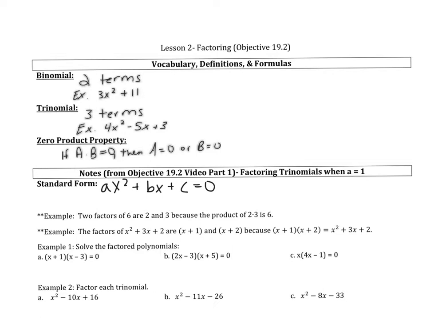So here's just an example from something you can probably relate to. Two factors of 6 are 2 and 3 because the product of 2 times 3 is 6. So in the same sense, the factors of x squared plus 3x plus 2 are x plus 1 and x plus 2, because when you multiply them together, you get x squared plus 3x plus 2.